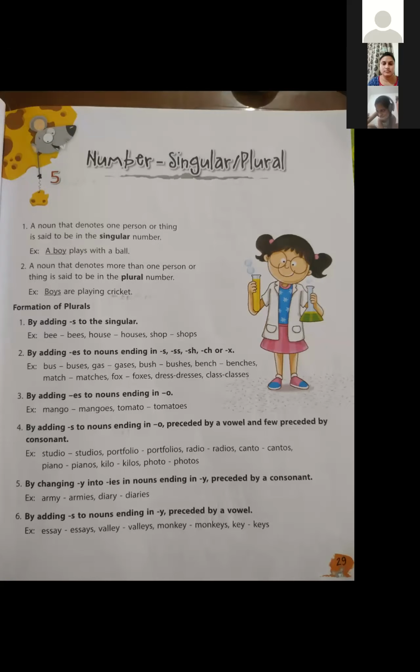Yes. Now, the third point. By adding ES to nouns ending in O. Yes. Then class, if our word spelling ends with O, then we will add on ES, like mango, the spelling ends with O. We will join ES to make plural mangoes. Tomato. Then it will be added with ES and it will become tomatoes. Okay? Tomatoes.